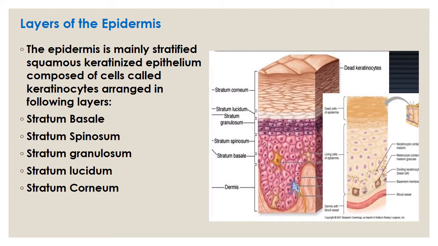Now the skin is composed of the epidermis and the dermis. The epidermis layer is mainly stratified squamous keratinized epithelium, and it is composed of various cells which are called keratinocytes, and these keratinocytes are arranged in different layers. From the basal surface upwards, there is the basal layer, which is called the stratum basale. Then there is the thickest layer, which is called the stratum spinosum. Above the stratum spinosum is the stratum granulosum layer. Then is the stratum lucidum. And then the superficial most is the stratum corneum, which is the keratinized layer.